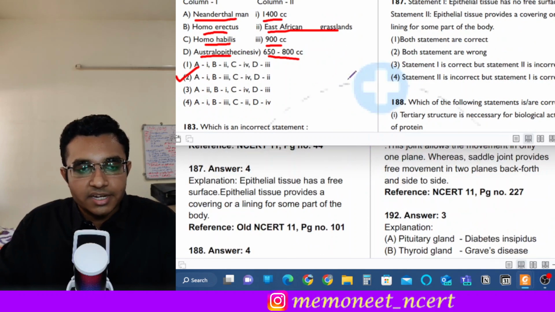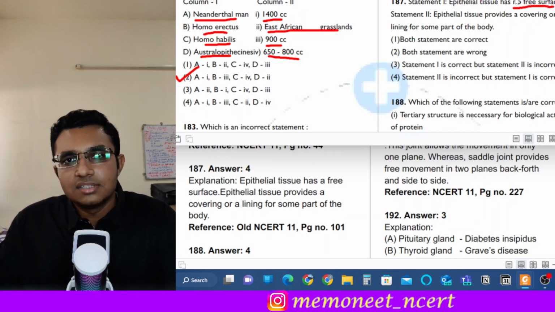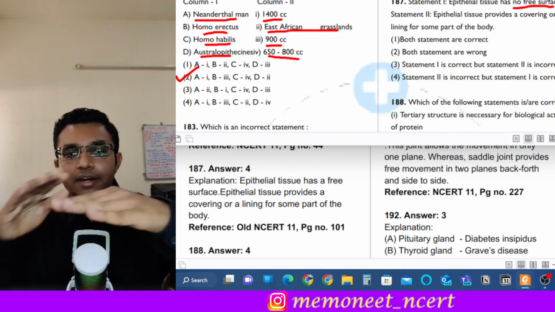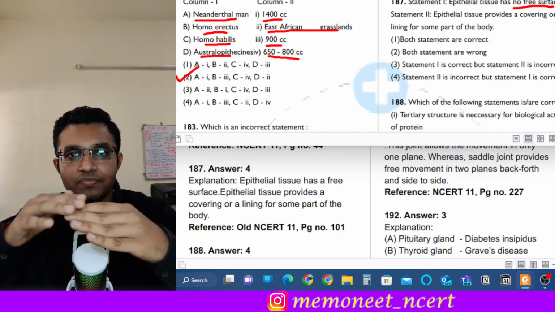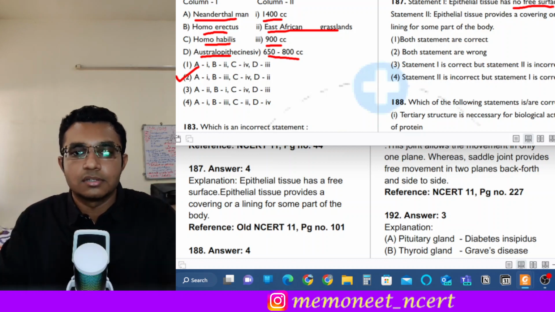It is also a statement based question. The statement 1 is epithelial tissue has no free surface. Okay, so is this a correct statement? No, this is an incorrect statement, because epithelial tissue has free surface. Okay, this free surface might be in the contact of environment, like on our skin, or it might be lining the inner surface of the organs. Okay, like in the inner surface of GIT.